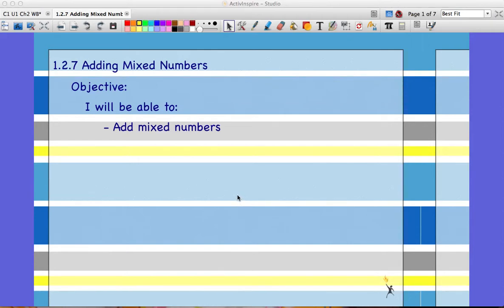Welcome to Lesson 127, Adding Mixed Numbers. Today's objective: I will be able to add mixed numbers.